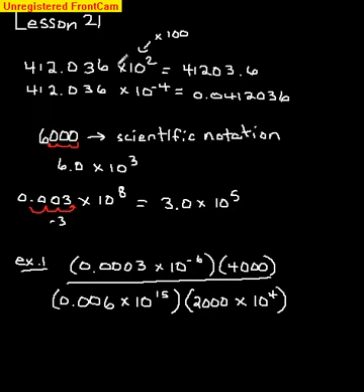Like 412.036 times 100. When you multiply or divide by any multiple of 10, all you do is move your decimal point. So since it's going to get bigger, we're basically just moving our decimal point over two places, and presto, we get this answer right here.